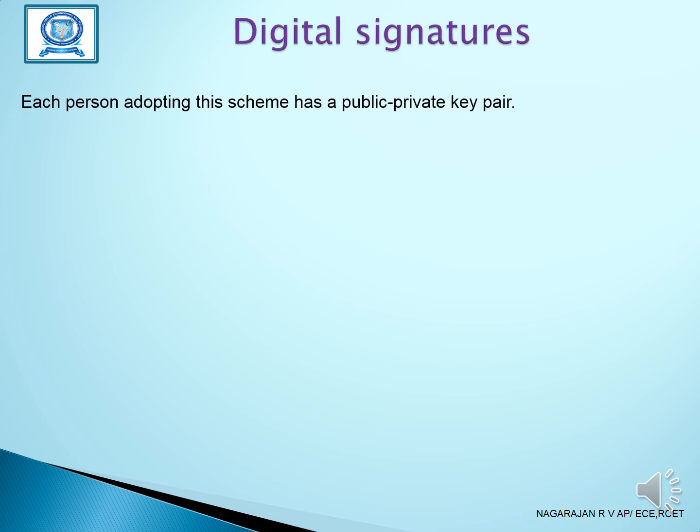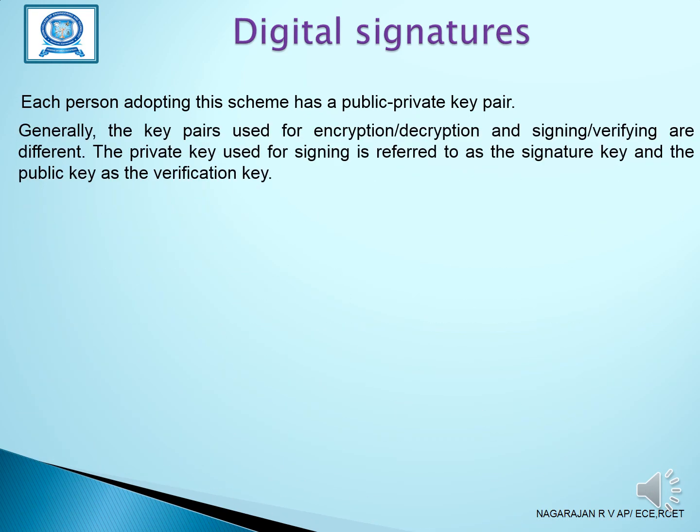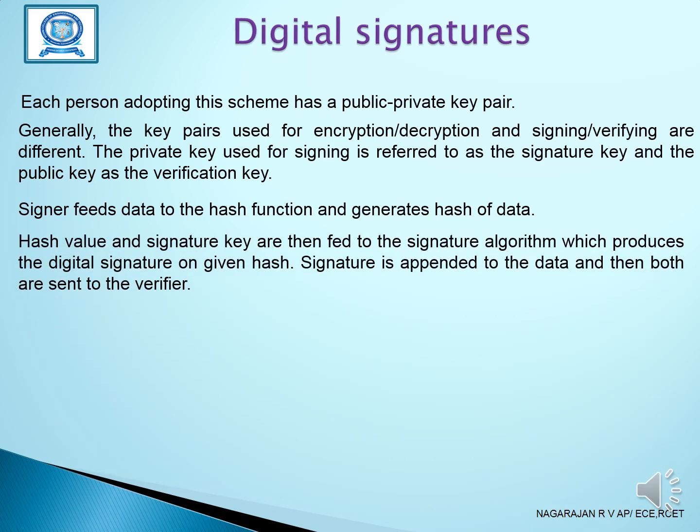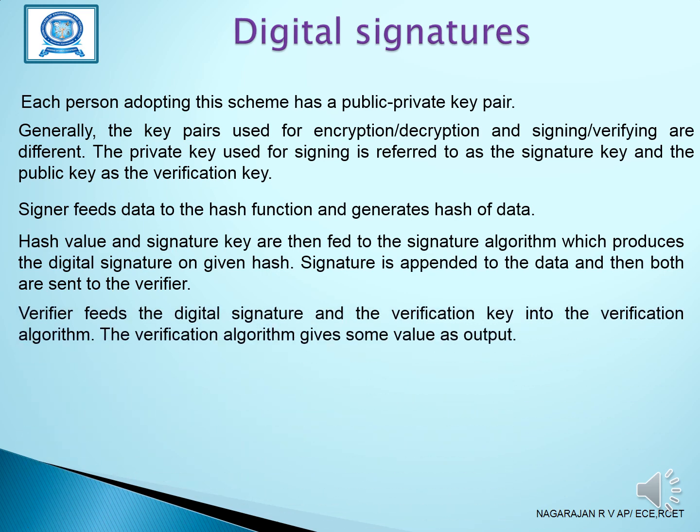Each person adopting this scheme has a public-private key pair. Generally, the key pairs used for encryption and decryption, and for signing and verifying, are different. The private key used for signing is referred to as the signature key, and the public key as the verification key. The signer feeds data to the hash function and generates the hash of the data. The hash value and signature key are then fed to the signature algorithm, which produces the digital signature on the given hash. The signature is appended to the data and then both are sent to the verifier.